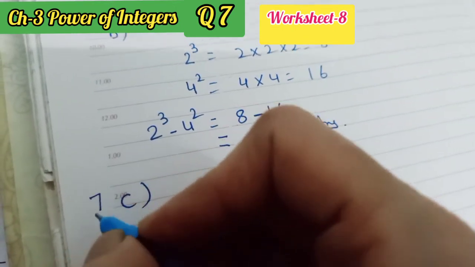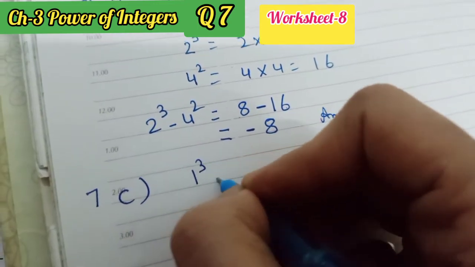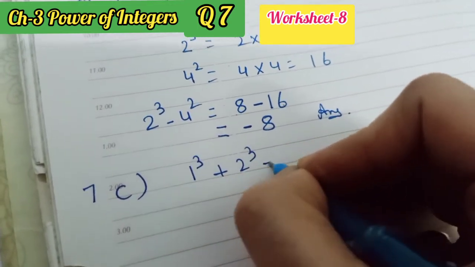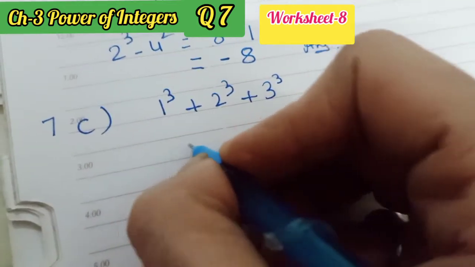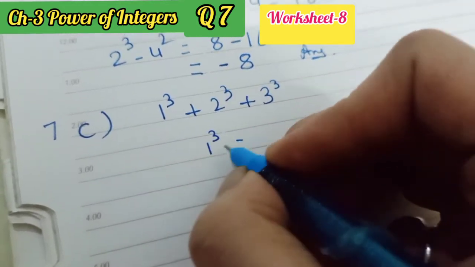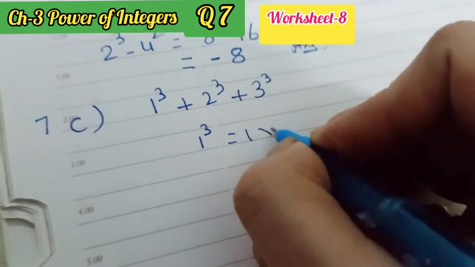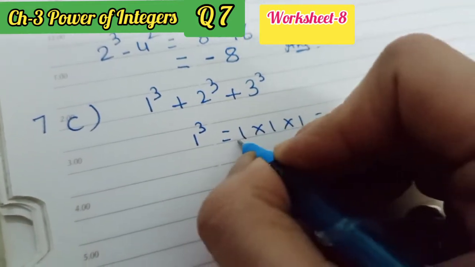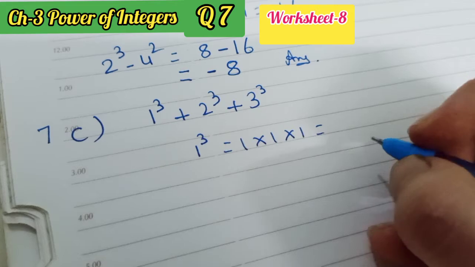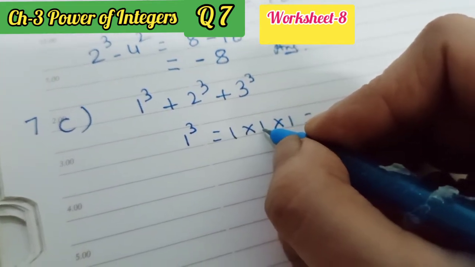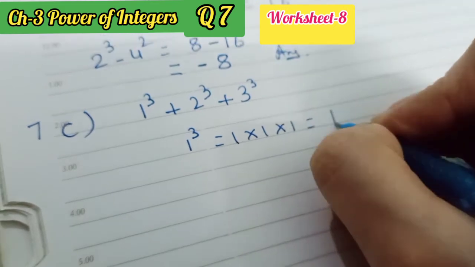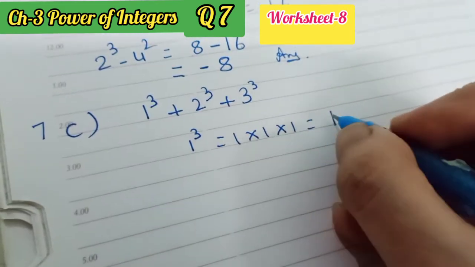7C. 1 cube plus 2 cube plus 3 cube. So simple. First of all, find 1 cube. That means 1 multiply 1 multiply 1. 1 is multiplied by itself 3 times. 1 multiply 1 is 1. 1 multiply 1 is 1. So we get 1.